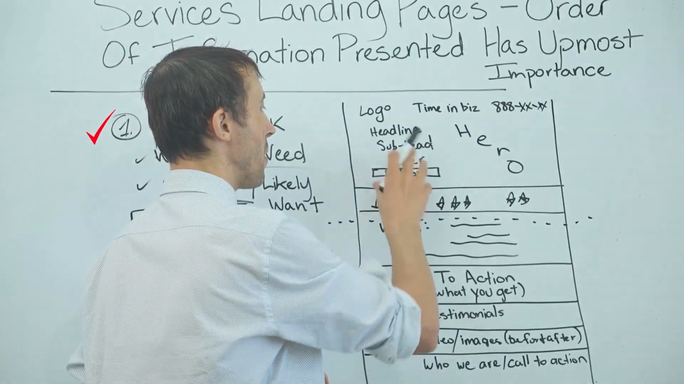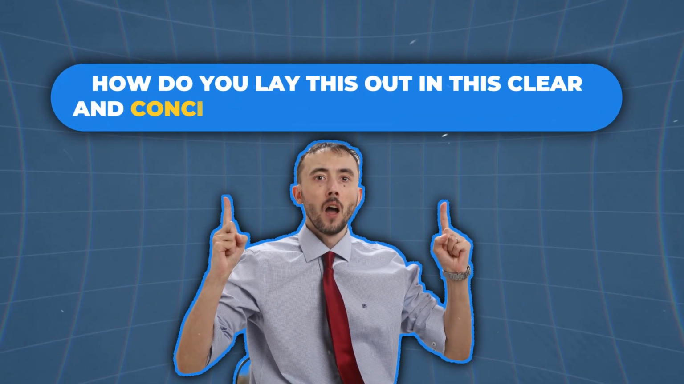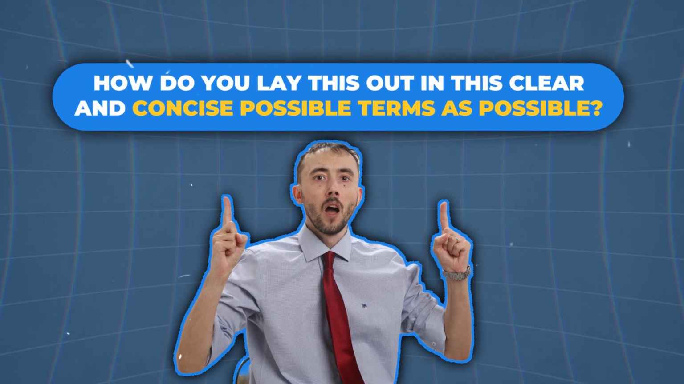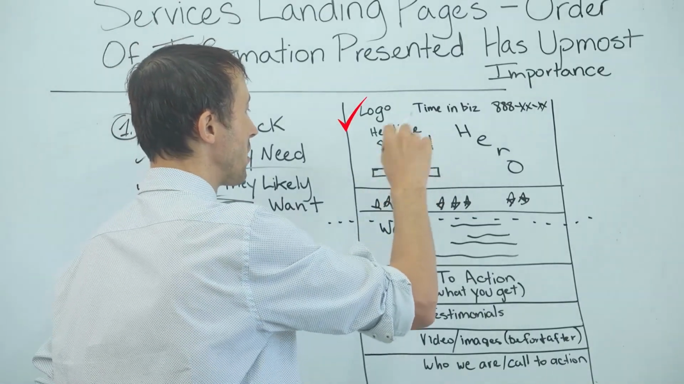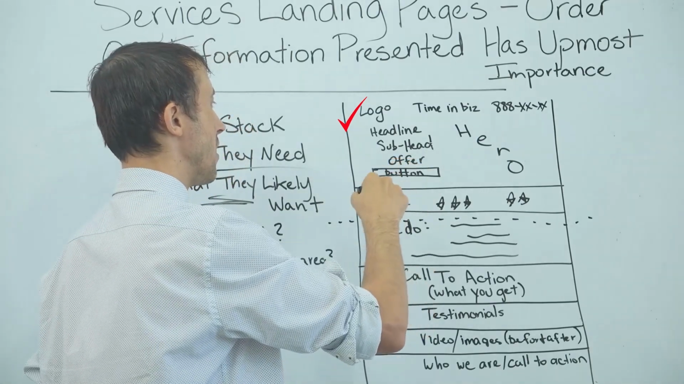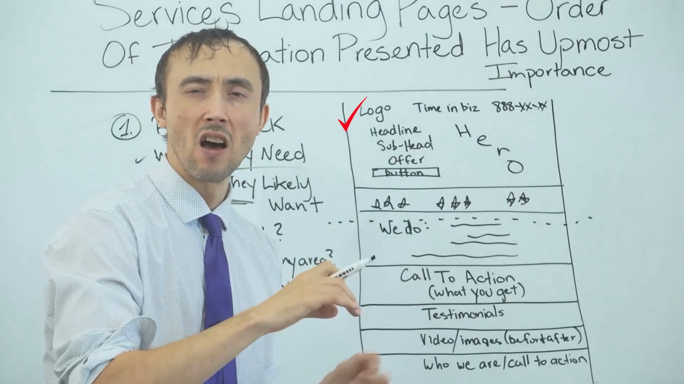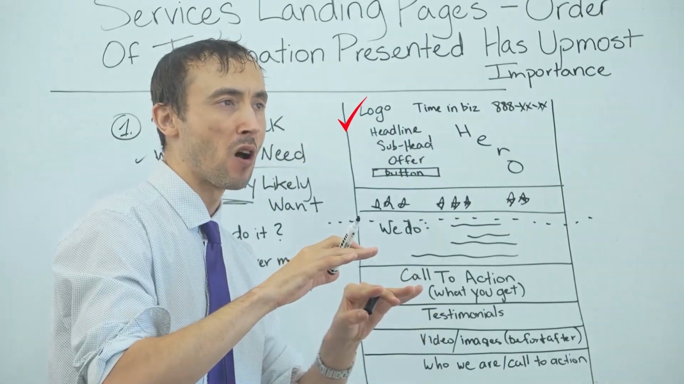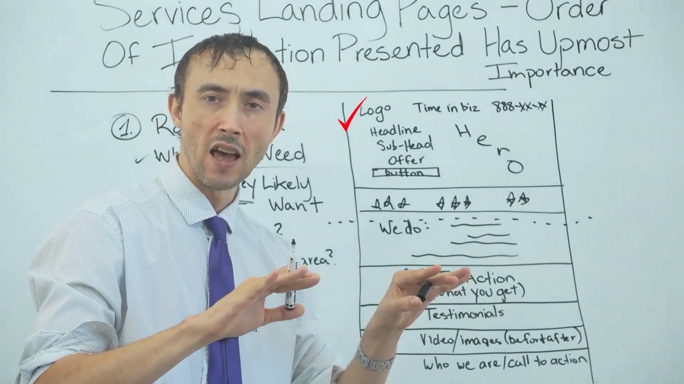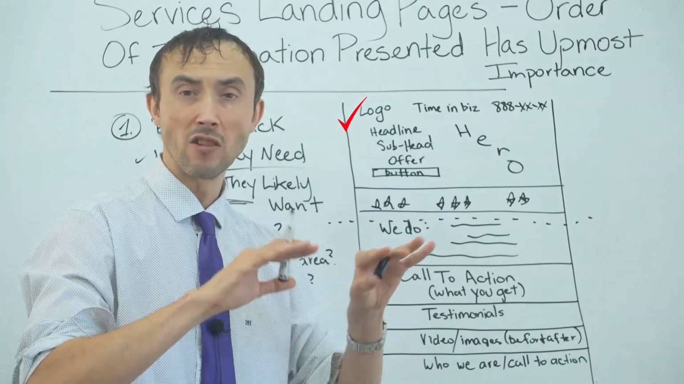So with that said, above the fold, how do you lay this out in as clear and concise terms as possible? You're going to use this basic formula right here that I've pioneered. Niche to niche, we'll lay it out a little bit differently. We won't use this exact layout, but you can't go wrong with this if you have to pick a layout randomly or as your starting point.